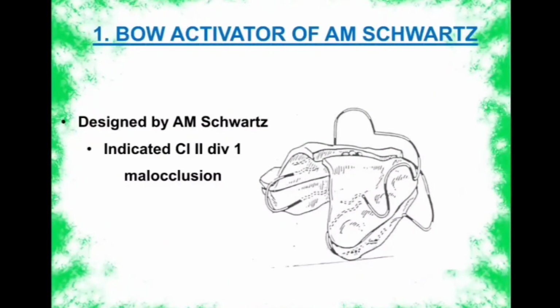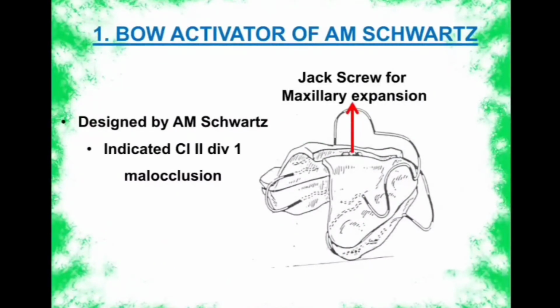It consists of a jack screw which is incorporated to allow for arch expansion, and an elastic bow which helps to connect the maxillary and mandibular portions. This type of activator is mainly used in case of large overjet where we need to have a stepwise advancement of the mandible, as I discussed earlier in general considerations of construction bite. This elastic bow helps in stepwise advancement of the mandible.